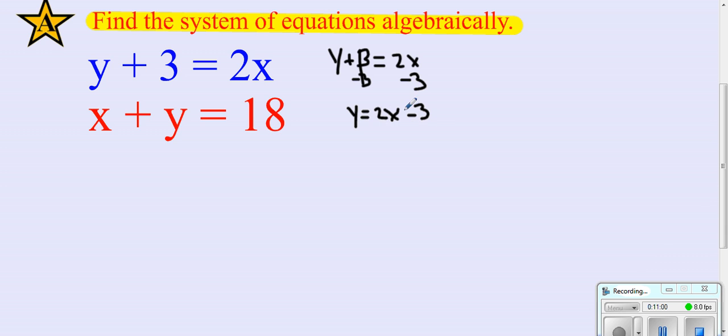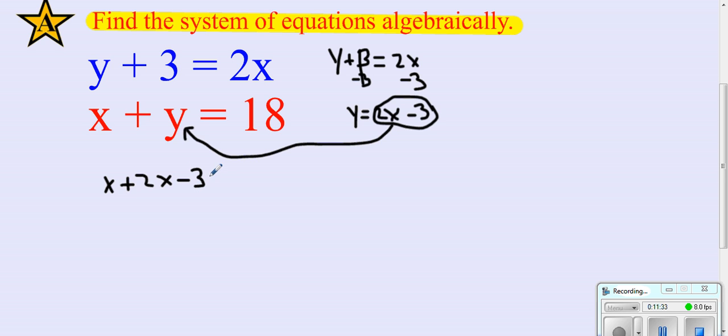So now you could take this 2x minus 3, all right, I'm going to circle it, 2x minus 3, and I'm going to substitute it right here for this y. Because I solved for y, y is 2x minus 3. I'm going to put that in here. And this is substitution. So when I rewrite this equation, it's going to be x plus, instead of y, I'm going to put this, 2x minus 3. And all of that equals 18, because I'm following the second equation, this one.